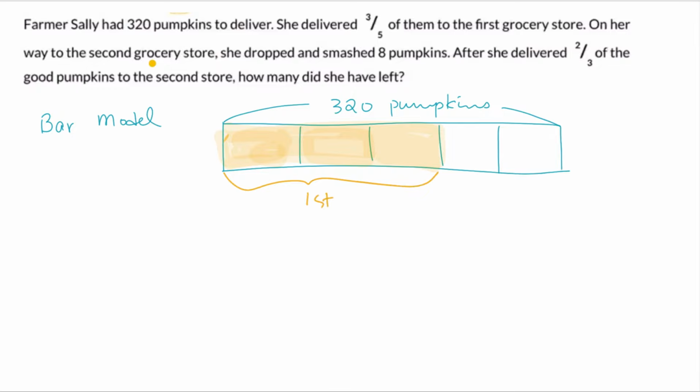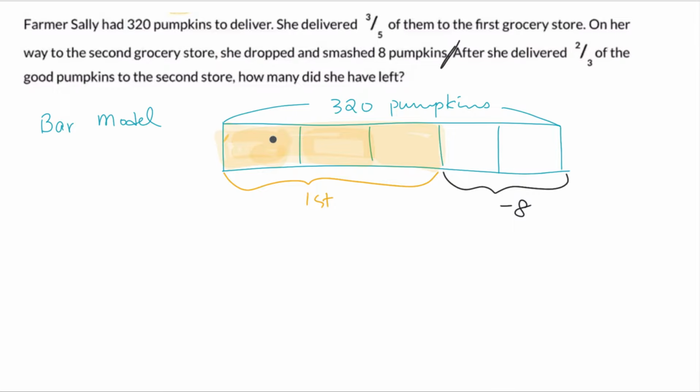On her way to the second grocery store, she dropped and smashed the 8 pumpkins. So we can think about the ruined pumpkins as coming from these, right? So whatever that is, we need to take away that many. And then after she delivered 2/3 of the good pumpkins to the second store, whatever is left there, you need to consider 2/3 of that. So we can draw another bar graph that represents this part. So let's do only the first part up to here first, okay?